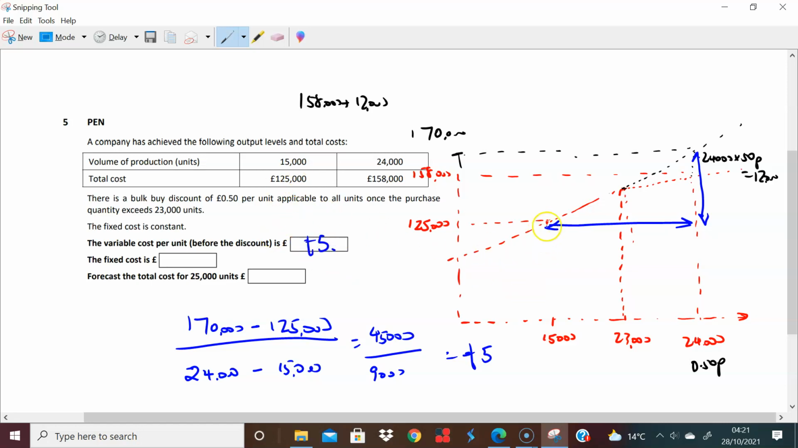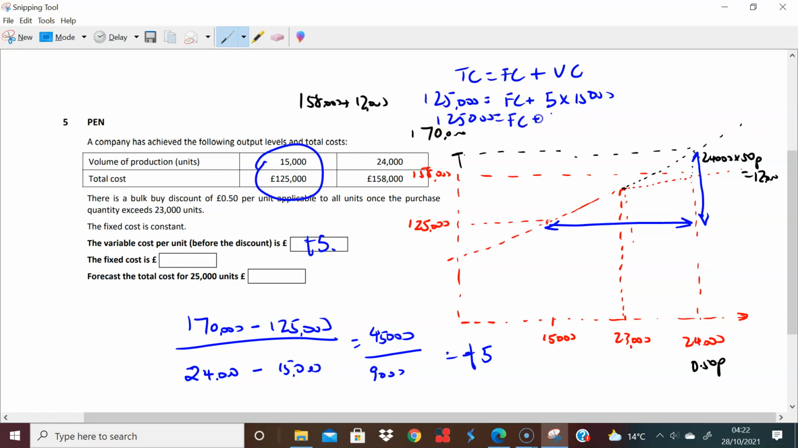right? Now that I know the situation here, I can apply this £5 in this scenario because I know that's definitely the case here. The variable cost before the discount applies to the 15,000 units. So what do I have? Total cost is equal to fixed cost plus variable cost. I have a total cost of 125,000, and that is equal to a fixed cost plus my variable cost, which is £5 times the 15,000 units. So 125,000 is equal to fixed costs plus 75,000, isn't it? Which means my fixed costs are 125,000 minus 75,000, which brings me to 50,000. So I have fixed costs of 50,000.